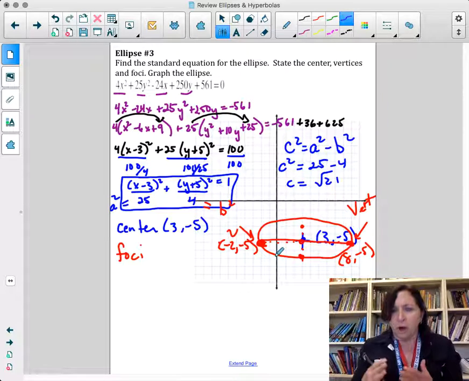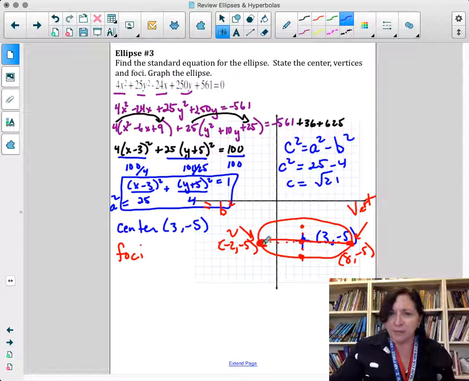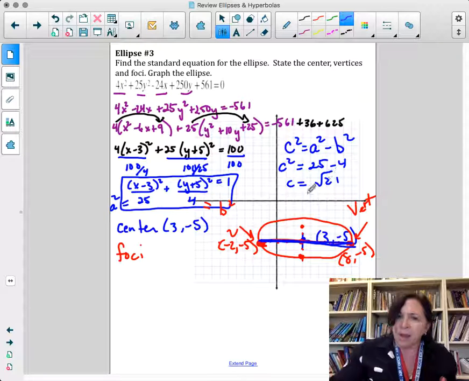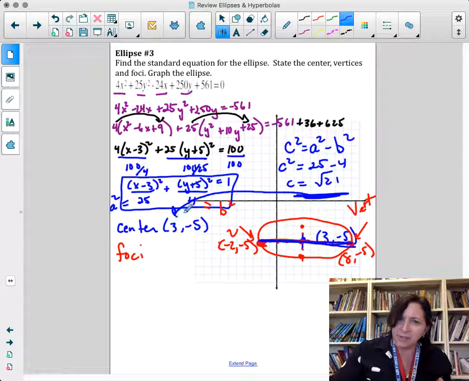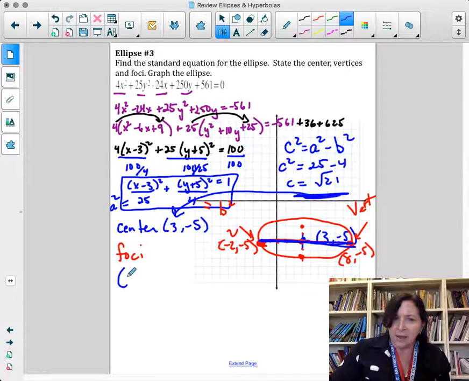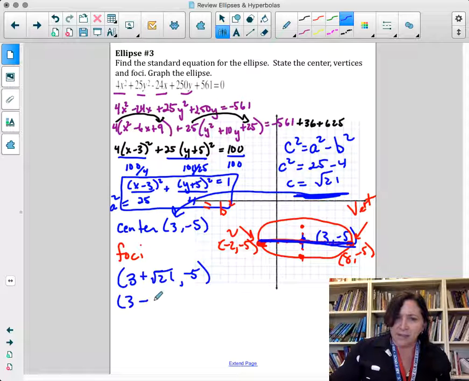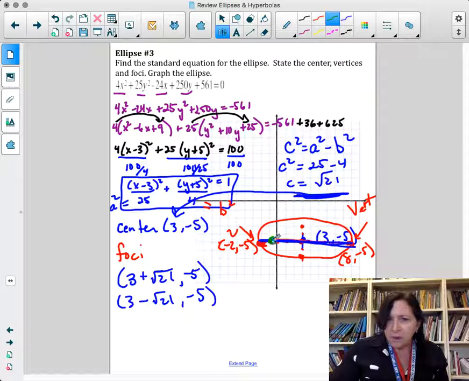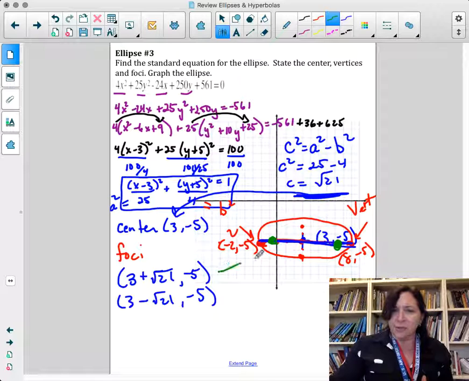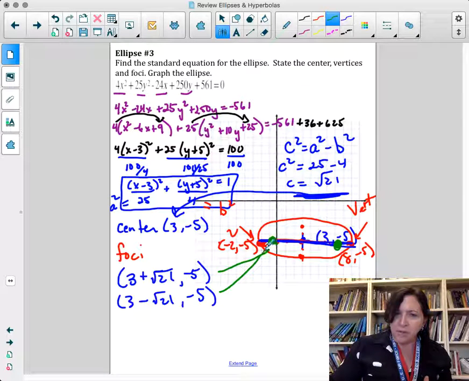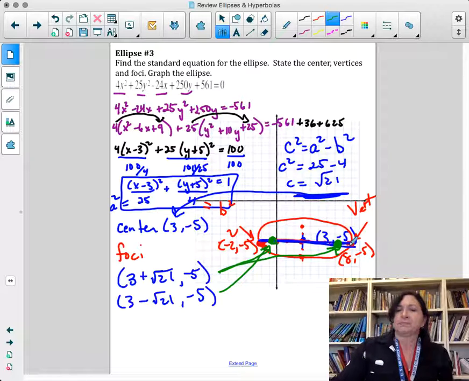Because my focal points are on the major axis, and my major axis is x, it goes horizontal, that means I'm going to add my focal points to the x coordinate of my center. So my focal points are going to be at 3 plus the square root of 21, negative 5, and 3 minus the square root of 21, negative 5. And so those focal points are going to be on here and here, but the points of those, oops, that's the minus 1. So that's the minus 1, and this is the plus 1.